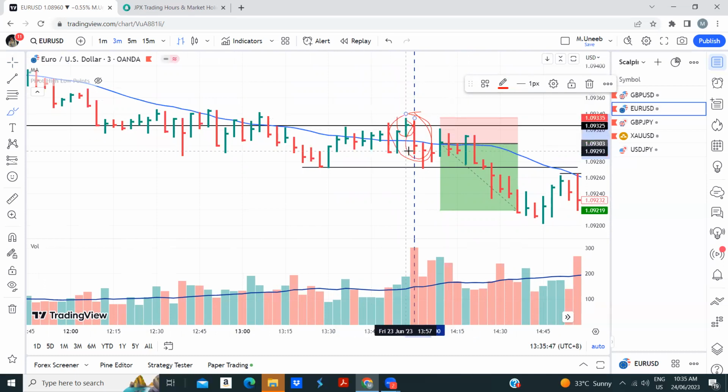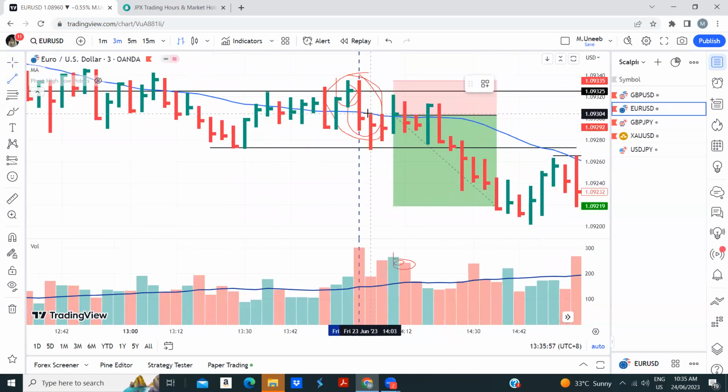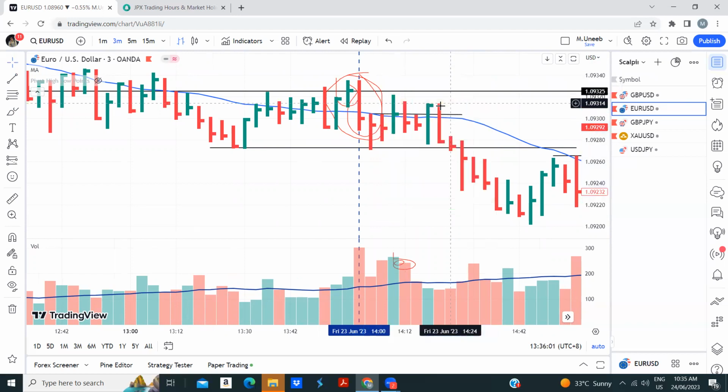Yeah. So the news is out here. The price came back, tested this region here, right? We got effort versus no result here again. And we can see the price is struggling here. So this is a small level here. This was my actual trade which I took.